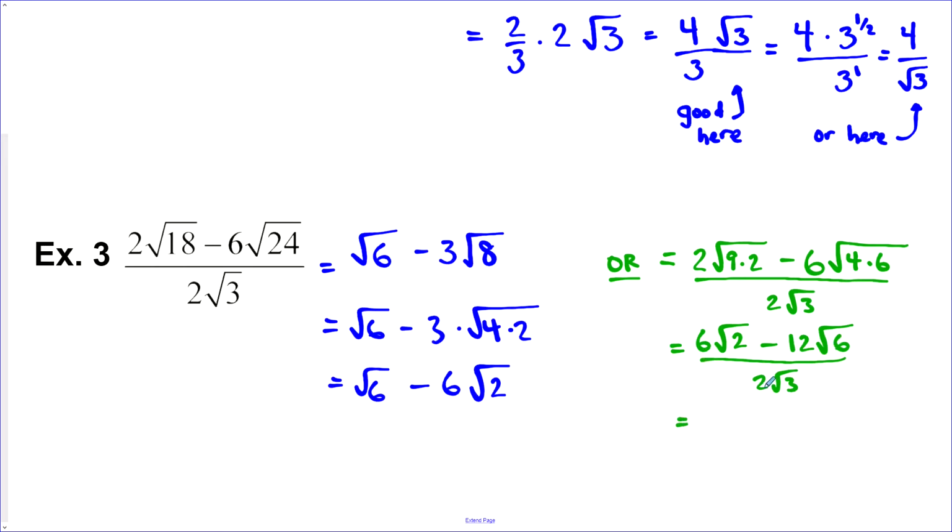So 6 divided by 2 is 3. And we got root 2 divided by root 3. Minus 12 divided by 2 is 6. And root 6 divided by root 3 is root 2. Now you can see that the second term matches, but the first term looks different. This one is the square root of 6. This one is 3 root 2 divided by 3. So what can we do to make those look the same?